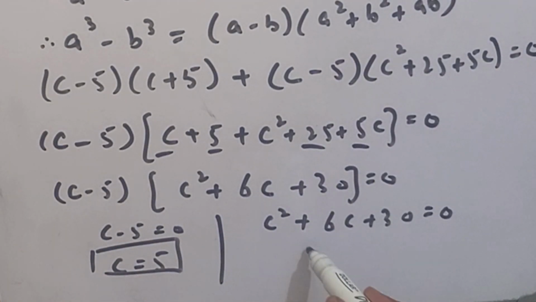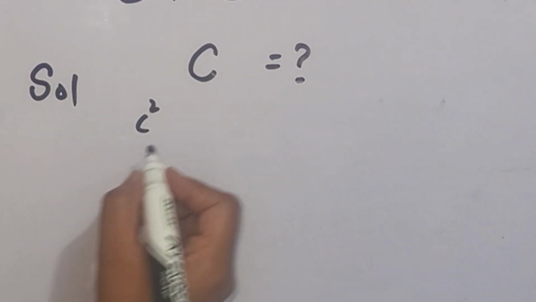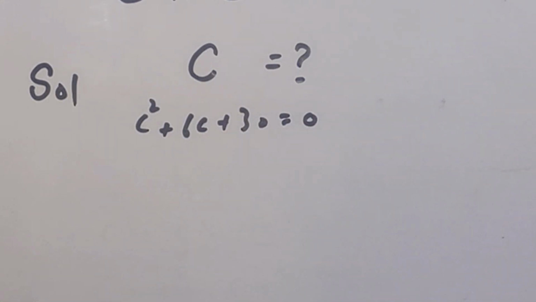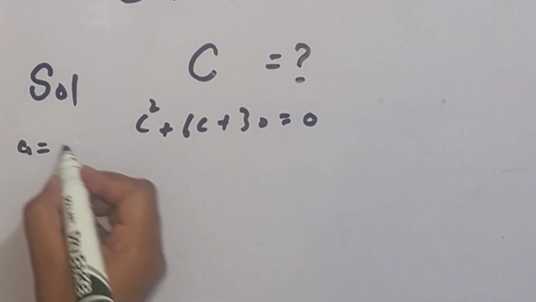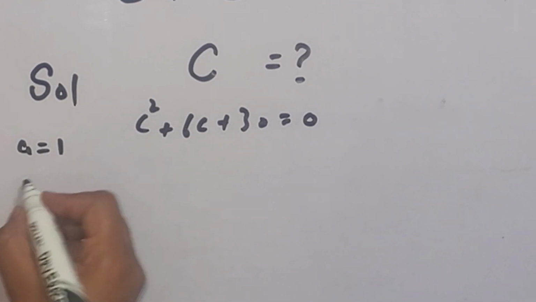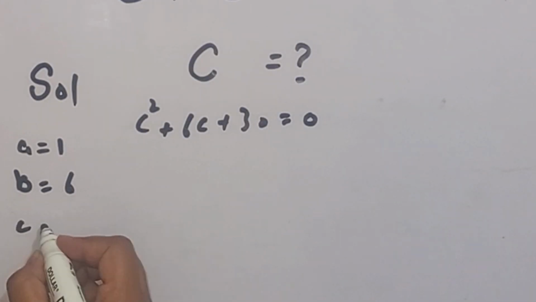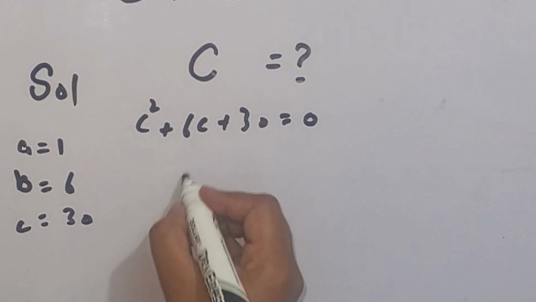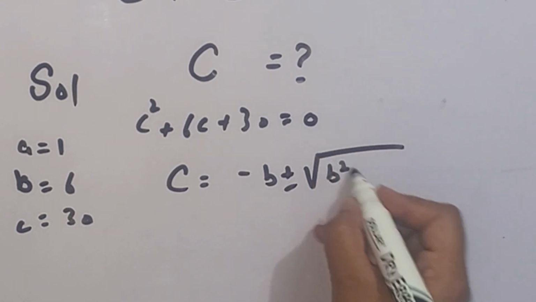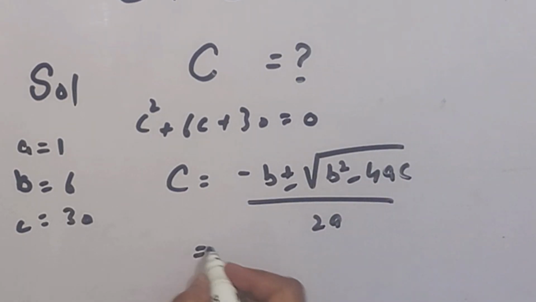And for this part we use the quadratic formula. The quadratic equation is c square plus 6 times c plus 30 is equal to 0. So in this equation, a is the coefficient of c square, which is 1, b is the coefficient of c, which is 6, and c is the constant, which is 30. The formula is c equals negative b plus or minus square root of b square minus 4ac, over 2a.